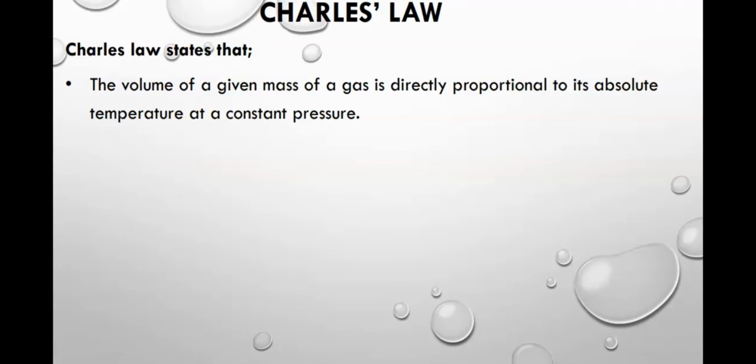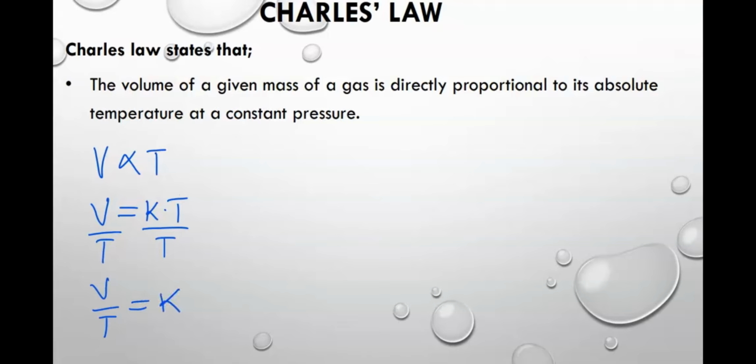We can as well describe the law mathematically, whereby volume is directly proportional to its absolute temperature. If you want to remove the sign of proportionality and introduce an equal sign, we must introduce a constant. So it will be V equals K multiplied by T, whereby V stands for volume, K for constant, and T for the absolute temperature. If you want to make K the subject, we divide both sides by T. So V over T equals a constant.